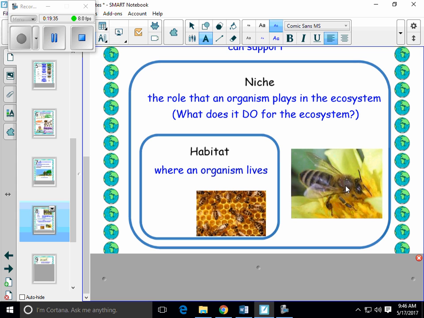And the bees, well, one of their purposes is to pollinate flowers, and they're very helpful for our apple trees. Their habitat is where they actually live. So they don't live on an apple tree, but they live back in their hive with all of the other bees. But the habitat is part of what they do. It's part of their niche.